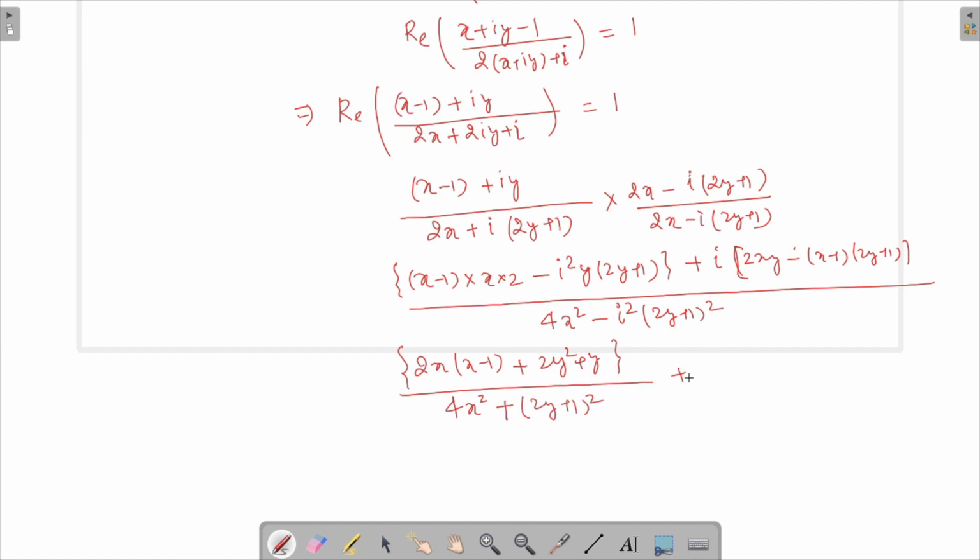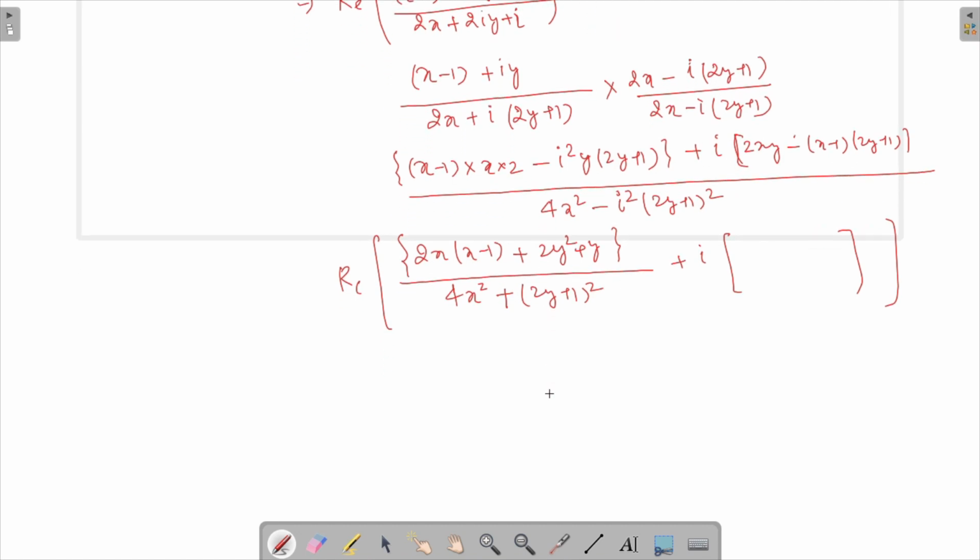And then there will be plus i times something, which will be divided by this. But I just want the real part, so I'm interested in this. So this is the real part, right? And this is actually equal to 1. So which means that 2x, I mean, let's multiply this.